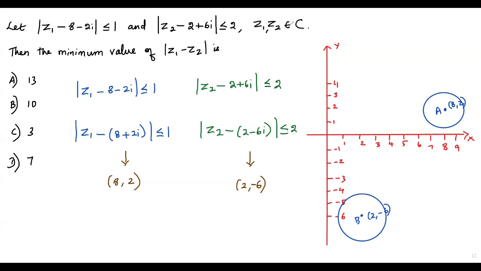Now what I am going to do is find the distance between the two centers of the circle, I mean the distance between the 2 points A and B. How can you find the distance between these 2 points A and B? We can use the distance formula, because we know the 2 points very well. Now let me find the distance on the next page. The point A is (8, 2) and the point B is (2, -6).